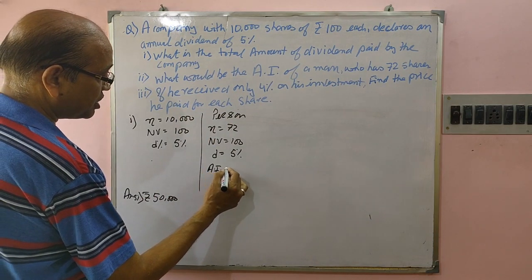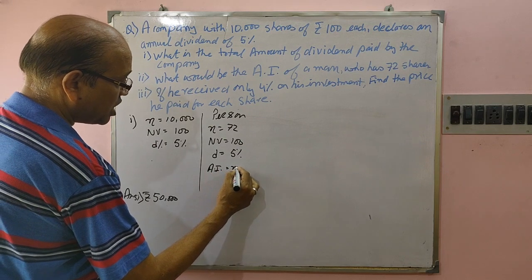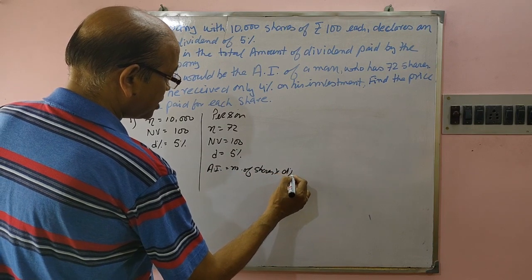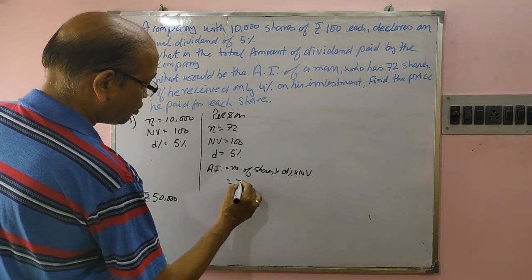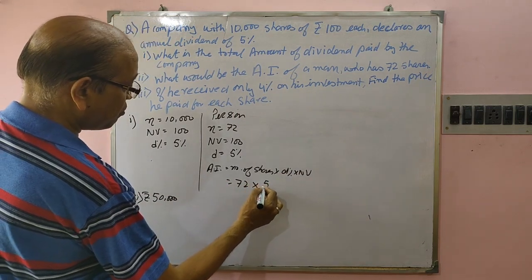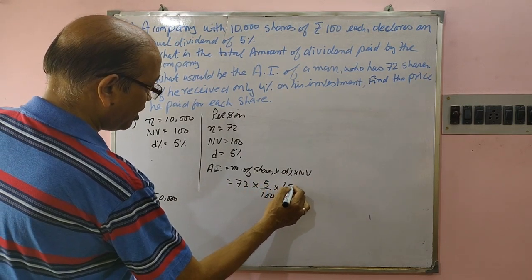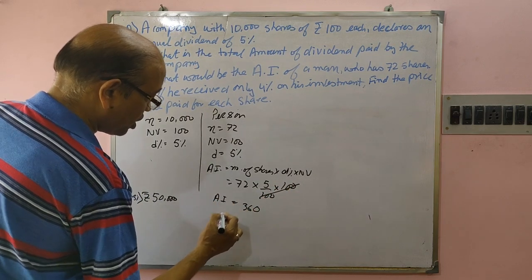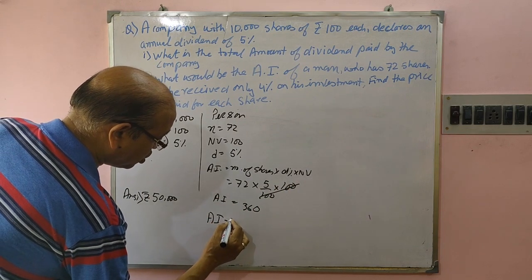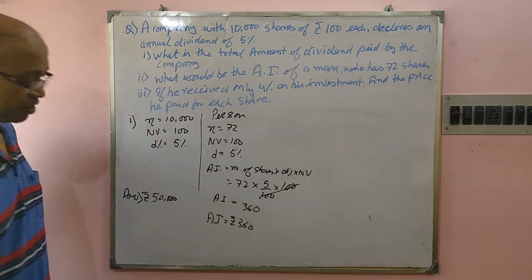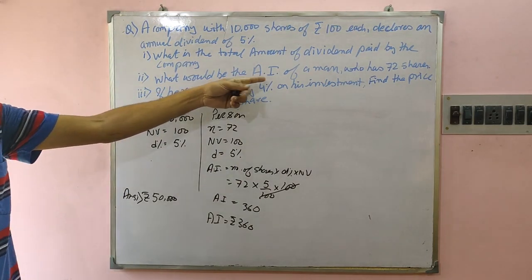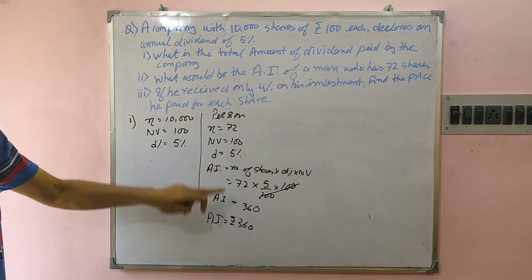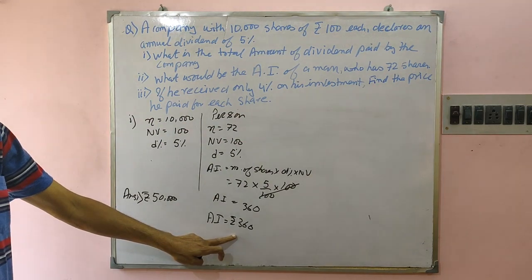Annual income is number of shares into D percent into nominal value. The number of shares is 72, D percent is 5 by 100, nominal value is 100. 5 twos are 10, so 360. Therefore, his annual income is rupees 360. So with 72 shares, his annual income would be 360.